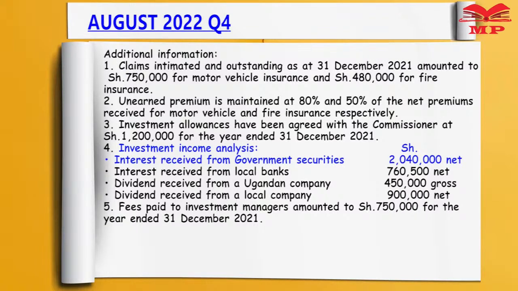4. Investment income analysis. So in the trial balance, we have an item they are calling investment income, a total of 4,150,500. So this is the analysis. 1. We have interest received from government securities, 2,040,000 shillings net. Net here means after withholding tax has been deducted.